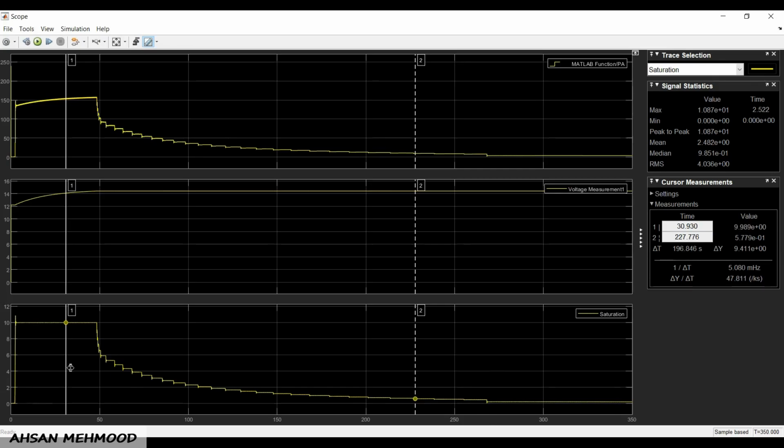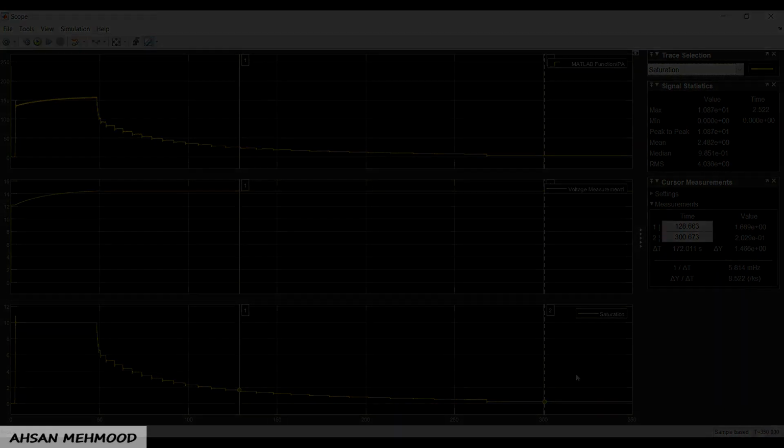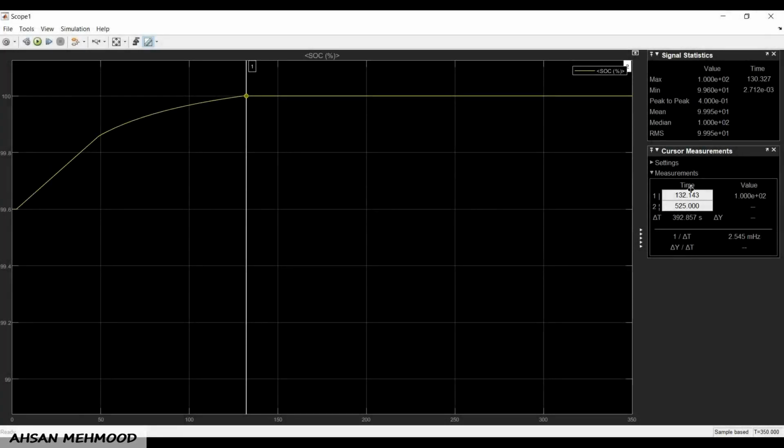From 50 to 270 seconds, battery charging is in the absorption or constant voltage region, in which battery's voltage is maintained at 14.4 volt, and from 270 seconds onwards, battery charging is in the float charging region, in which trickle current is supplied to the battery and battery's voltage is maintained at a float level of 14.4 volt. In the state of charge graph, 100% state of charge is achieved at 135 seconds.